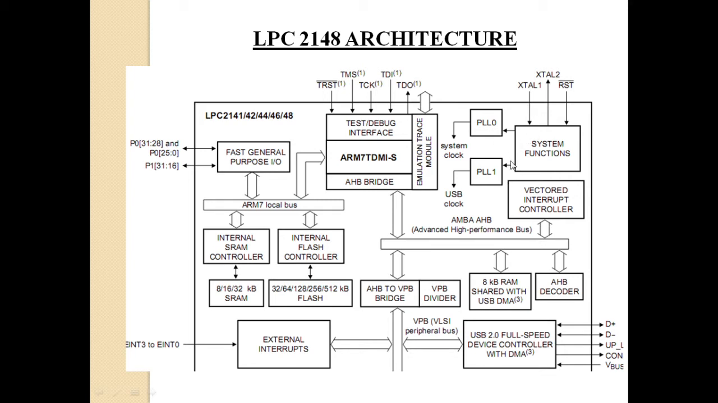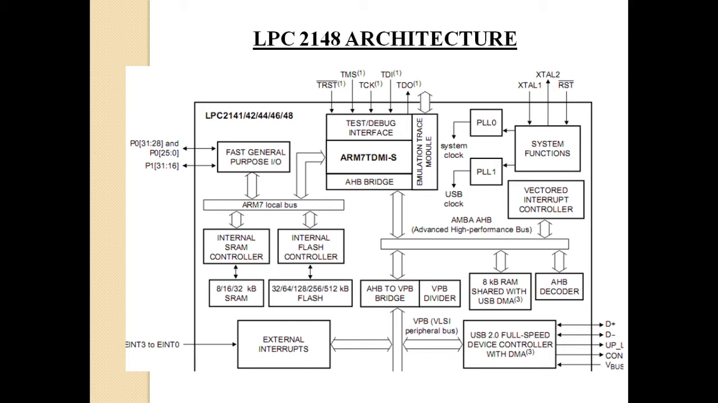Say for example you are using a 12 megahertz clock, and you have two PLLs connected to this system functions block. PLL means phase locked loops. If you are not studying it now, I think you will study it in higher semesters, in the third or fourth semester. PLL means phase locked loops. It is used for multiplying or dividing the clock.